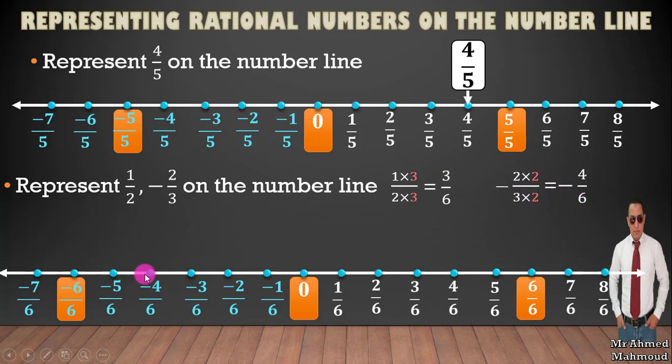So I'm going to put a balloon above the two numbers. This is 3 over 6, and the other number, negative 4 over 6. This is the representation of 1 over 2 and negative 2 over 3 on the number line. Don't forget, 1 over 2 is 3 over 6, and negative 2 over 3 is negative 4 over 6. Okay, let's solve the first question with us.